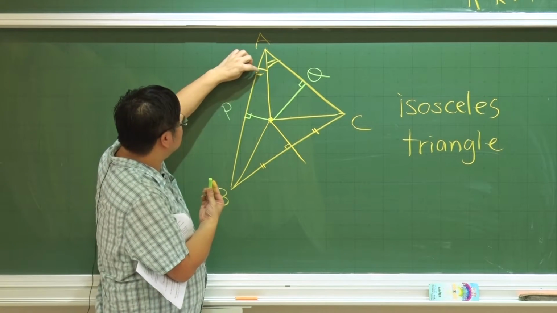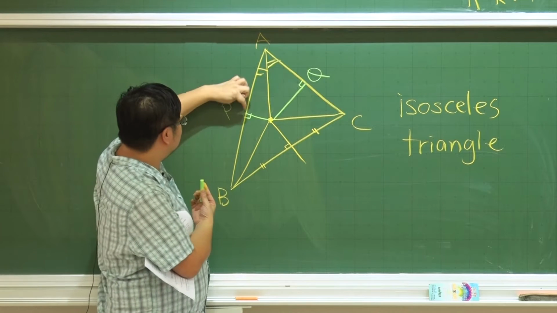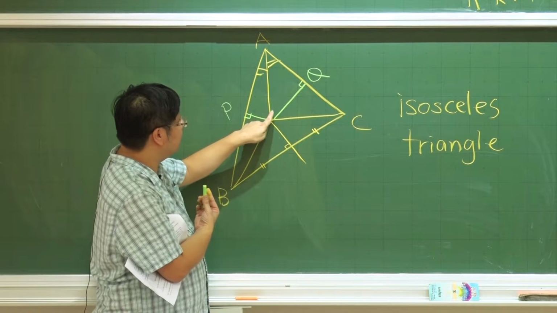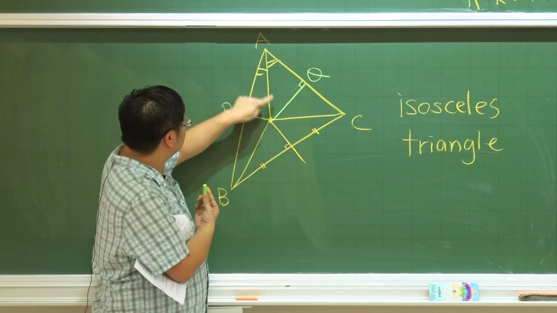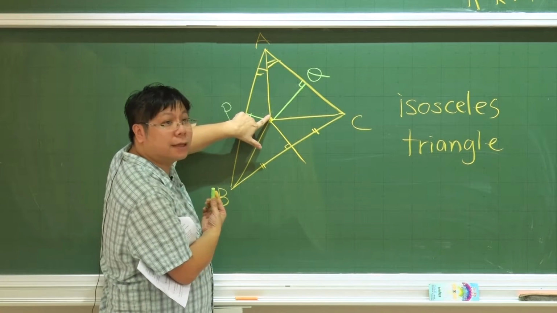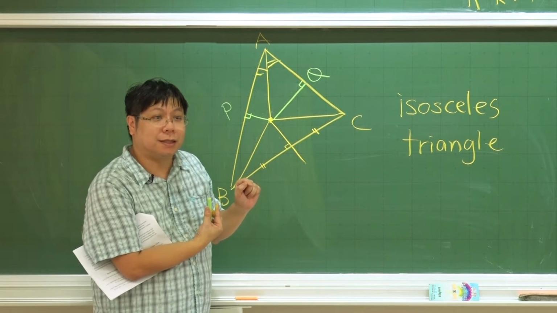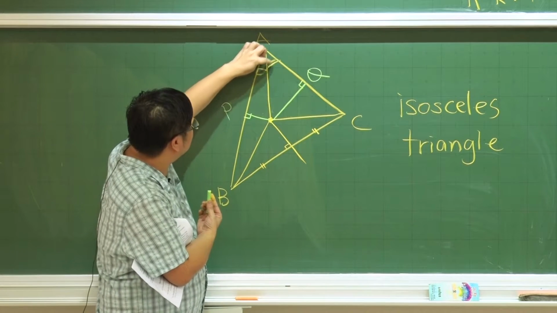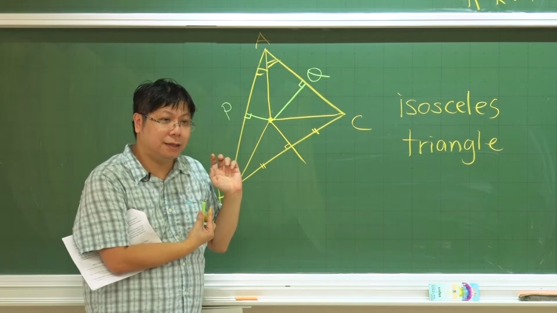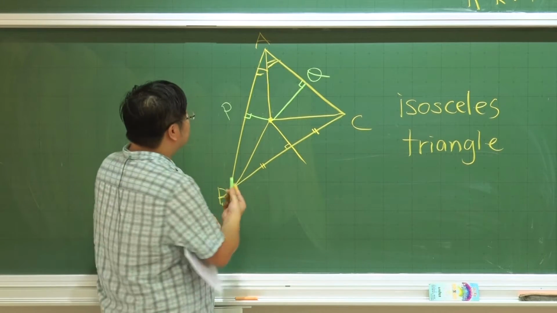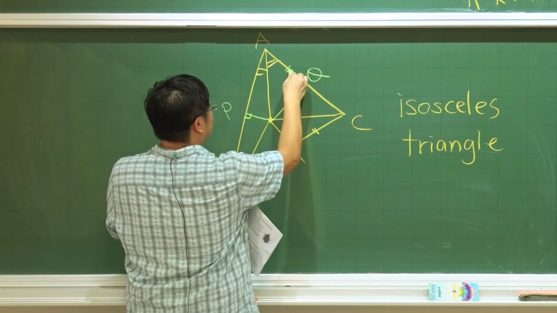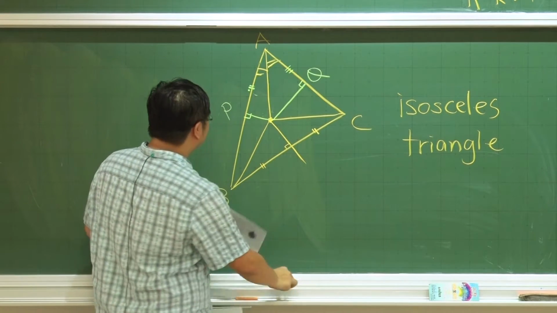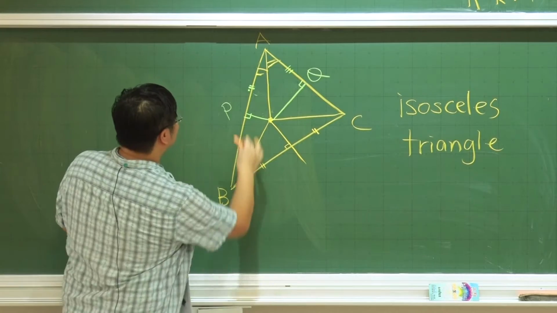Why? These two angles are the same, right? These two angles are the same. So that means that these two angles are the same, right? Now you have two angles the same and one side the same, so they are congruent. This is ASA, right? You have angle, side, angle. So we now have this line equal to this line. These two are the same.